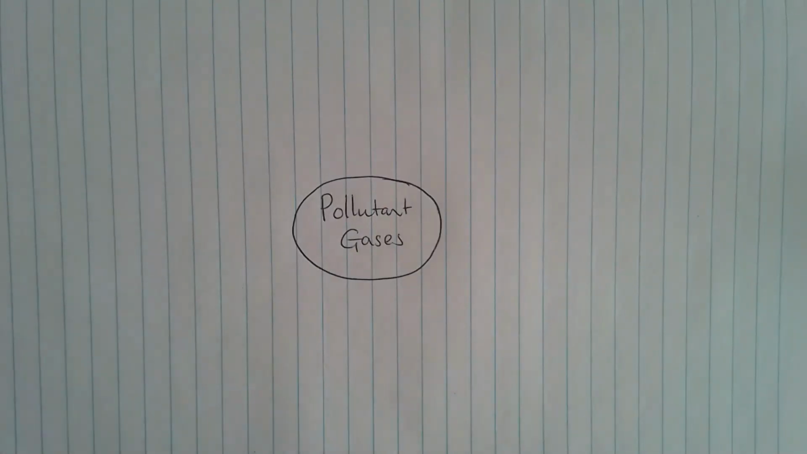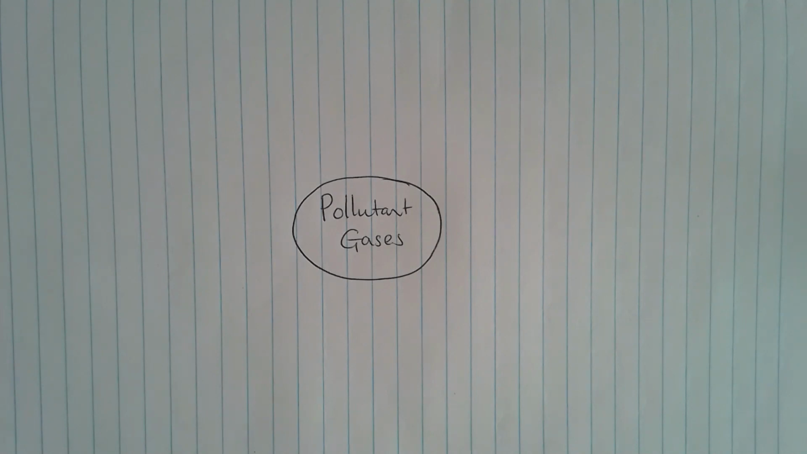Hello, so today we're going to have a look at pollutant gases. We're going to look at 5 pollutant gases, how they are formed, what their impact in the environment is, and what their formula is. We're going to do this as a spider diagram. Once we've looked at the first 2 pollutant gases, there'll be a pause and some questions for you to have a look at, and then we'll look at the remaining 3.